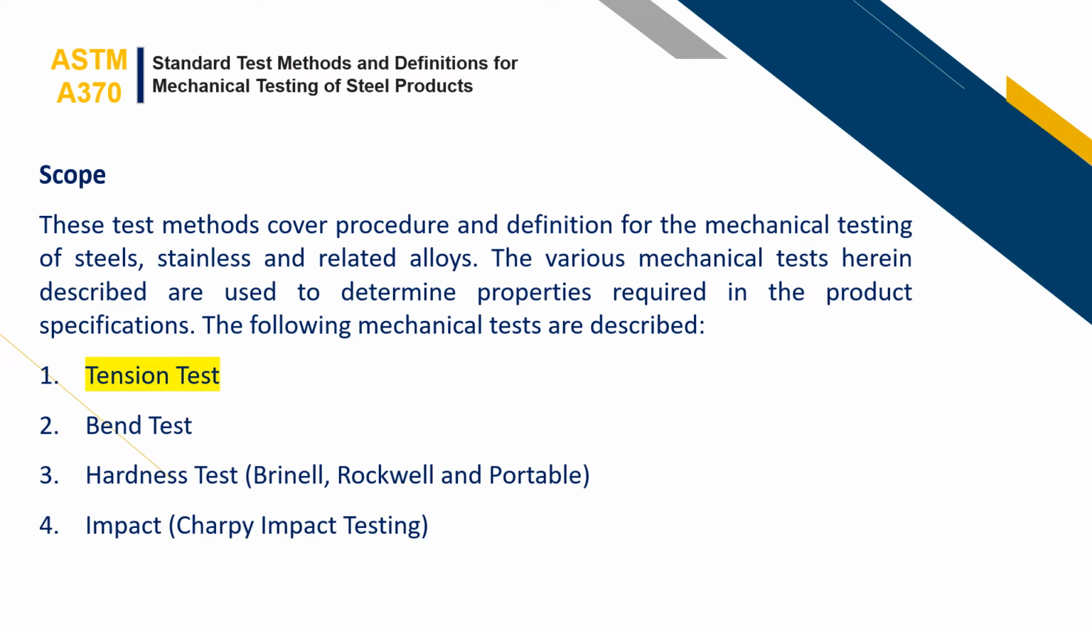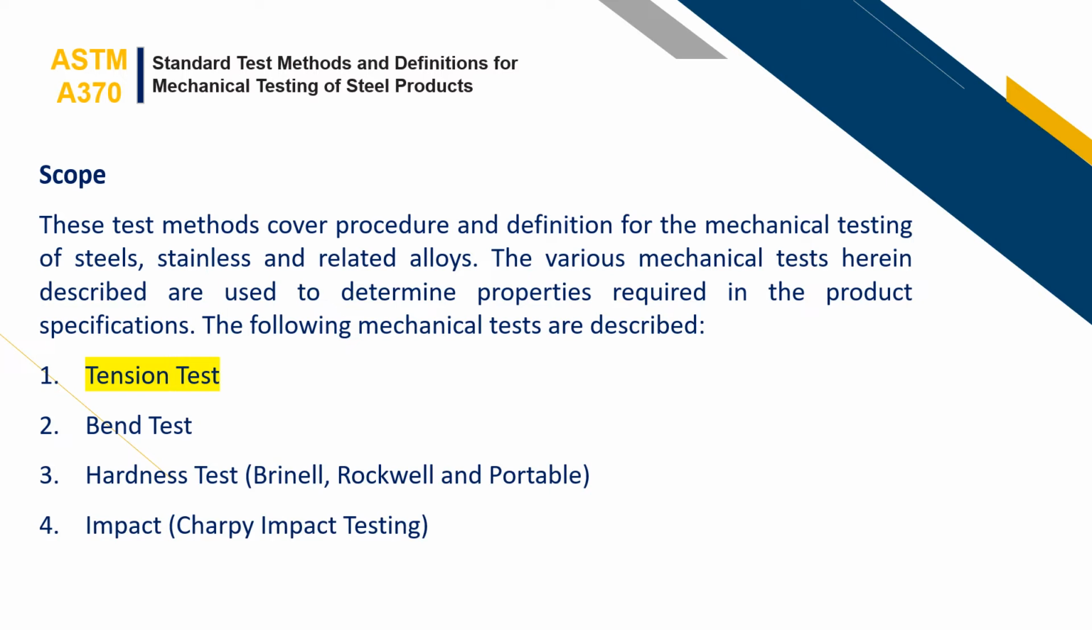Okay. For the scope of this standard test methods, or ASTM A370, these test methods cover procedure and definition for the mechanical testing of steels, stainless steels, and related alloys. The various mechanical tests herein described are used to determine properties required in the product specification. The following mechanical tests are described.